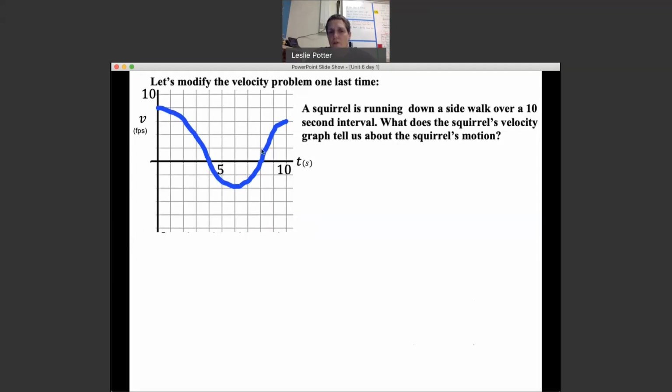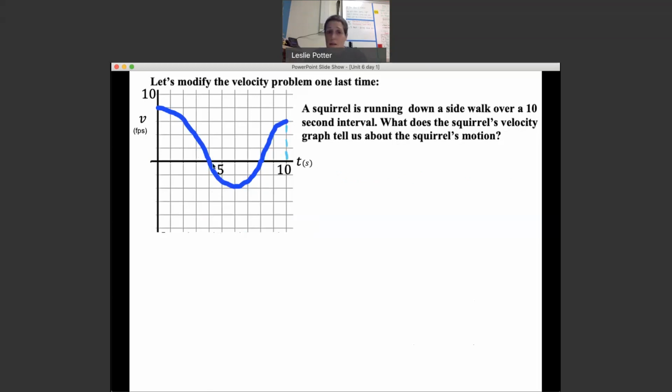If this is our rate of change function, we need to recover something about the squirrel's position. What does that rate of change function mean? Well, we know from the previous two examples that when we have a function up here in the first quadrant, we end up with a positive displacement. We end up with a positive distance traveled.